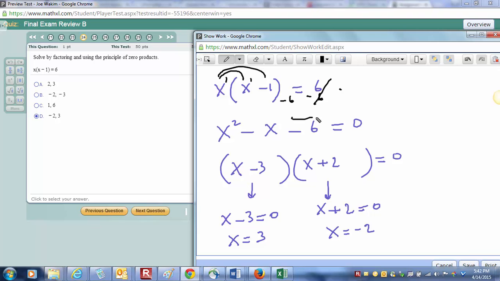Now the product is negative 6 and the sum is negative 1. The two numbers are negative 3 and 2, because the product is negative 6 and the sum is negative 1. So x minus 3, x plus 2. Now if you solve x minus 3 equals 0, you get x equals 3 because you add 3 to both sides. If you subtract 2 from both sides, you get x equals negative 2. So the final answer is 3 and negative 2, which is D.